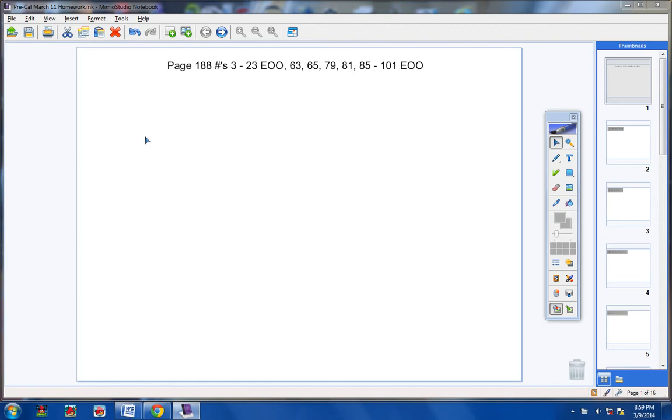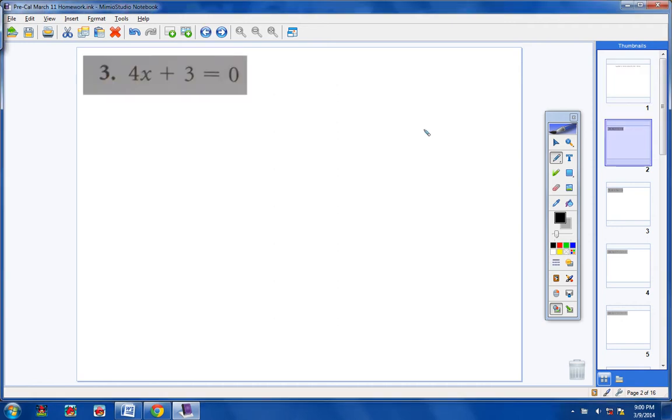The assignment is here in front of you on the screen, so go ahead and open your books up to that page, have your homework out, have your questions ready, and hopefully you can get some of your questions answered. Okay, we're going to start off with numbers 3 through 23, every other odd, and we're solving simple linear equations. So this shouldn't be too difficult. Let's go ahead and solve these equations.